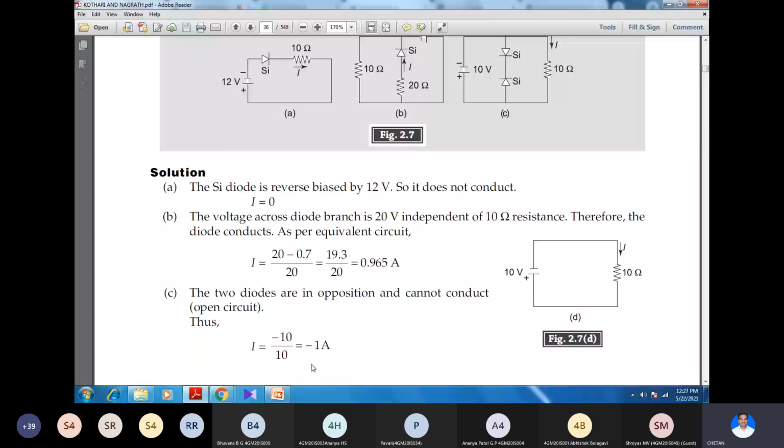Why minus 1 ampere? Because the direction of current is opposite to that of conventional current. In the previous slides, I told you that conventional current will always flow from the positive terminal of the battery towards the negative terminal. But here the direction of current is opposite. Therefore, this minus sign is placed.